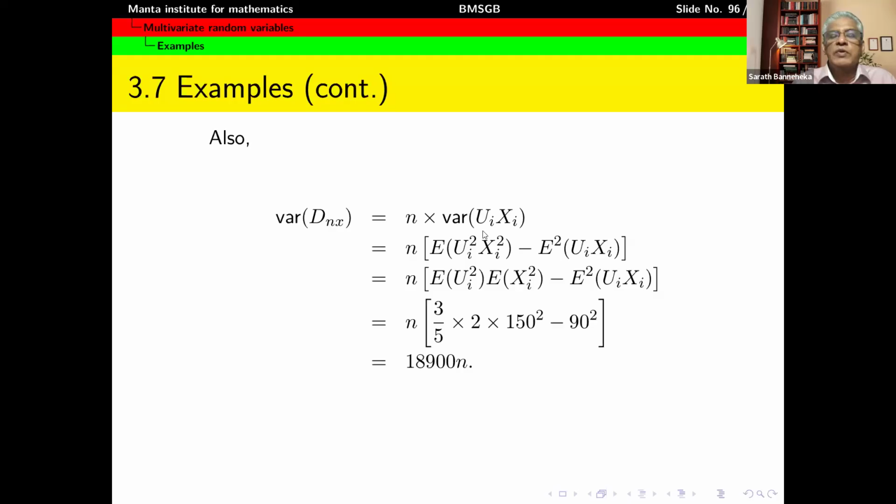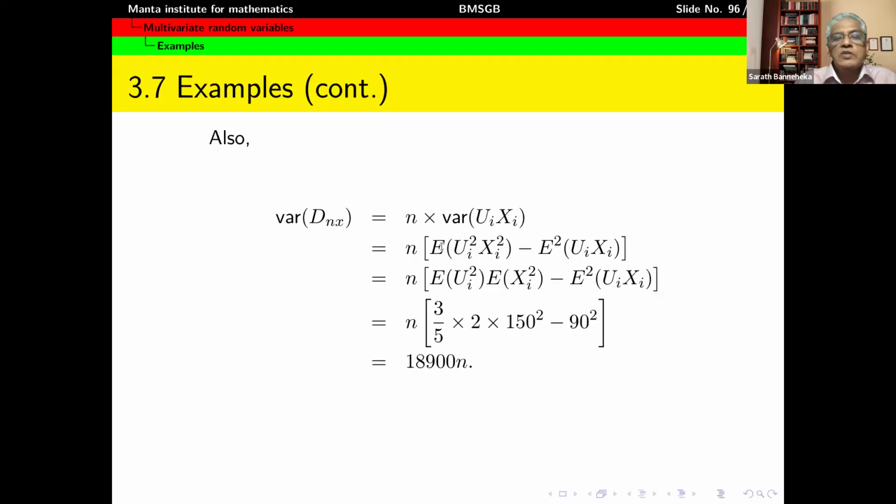We know that the variance of a random variable is equal to the expected value of the square of that random variable minus the square of the expected value. Here, expected value of the squared random variable minus square of the expected value of the random variable. Right. Because u and xi are independent, any functions of those are also independent.